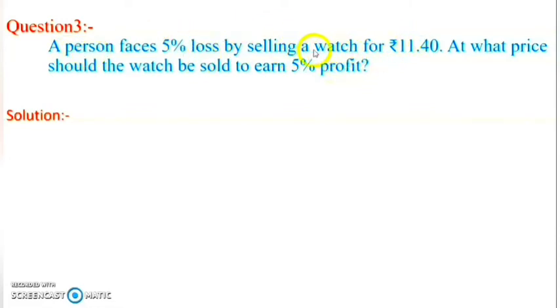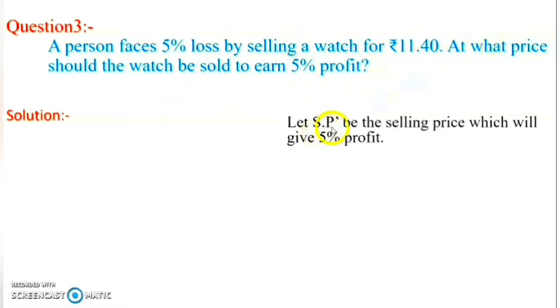See that if you sell the watch at rupees 11.4, then you are at a loss. So the selling price has to be more than this value. Now how to find this selling price? You are given the profit percent has to be 5%. So I'll denote this required selling price to be SP dash. That is, let SP dash be the selling price which will give 5% profit. Now to find this SP dash, I require the profit percent and I also require the cost price. But the cost price is not given here.